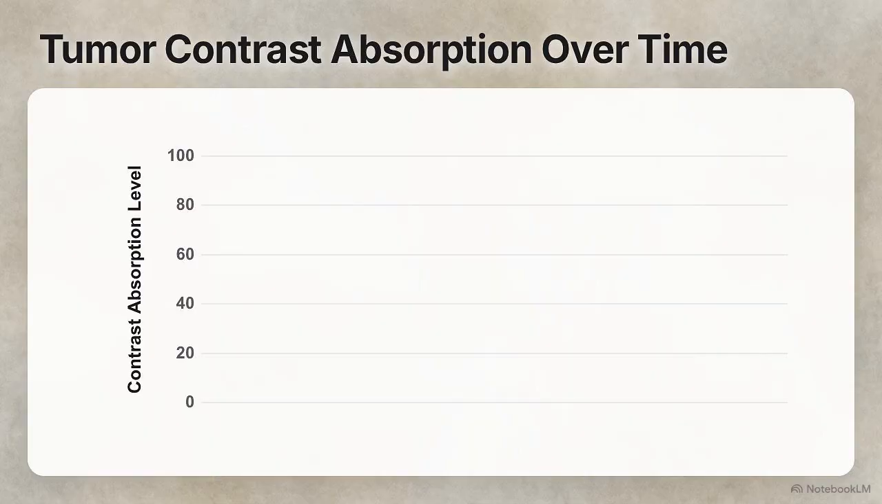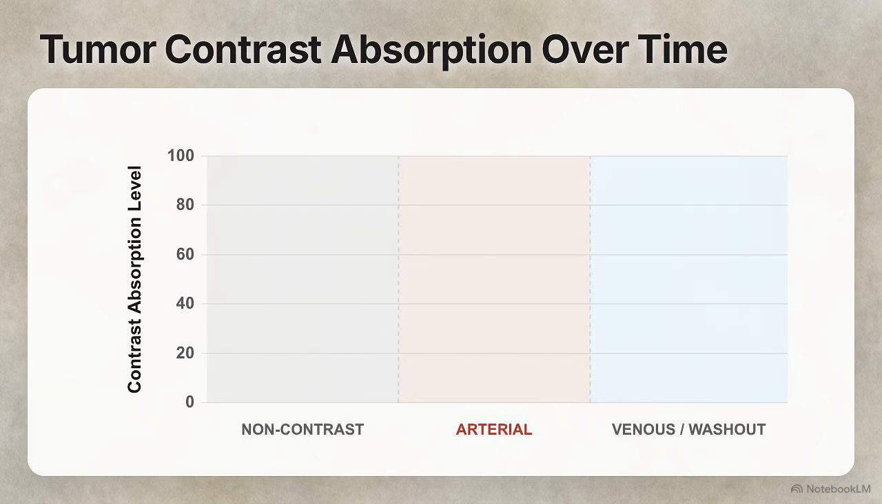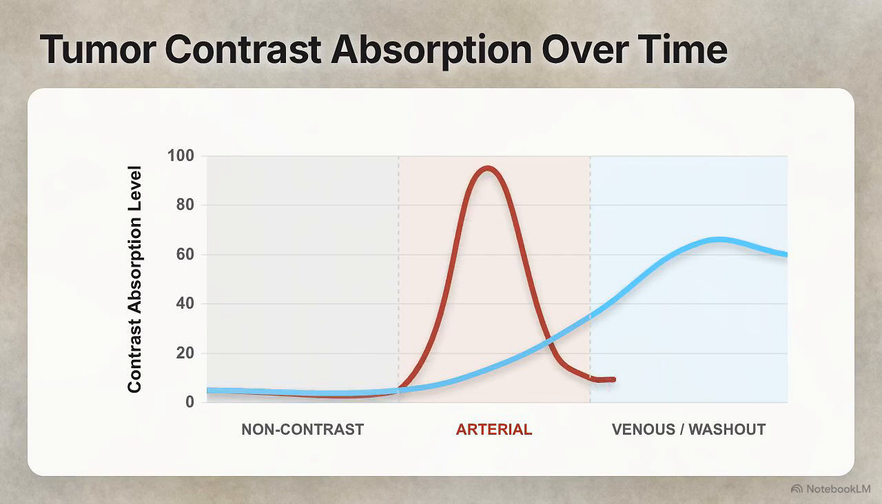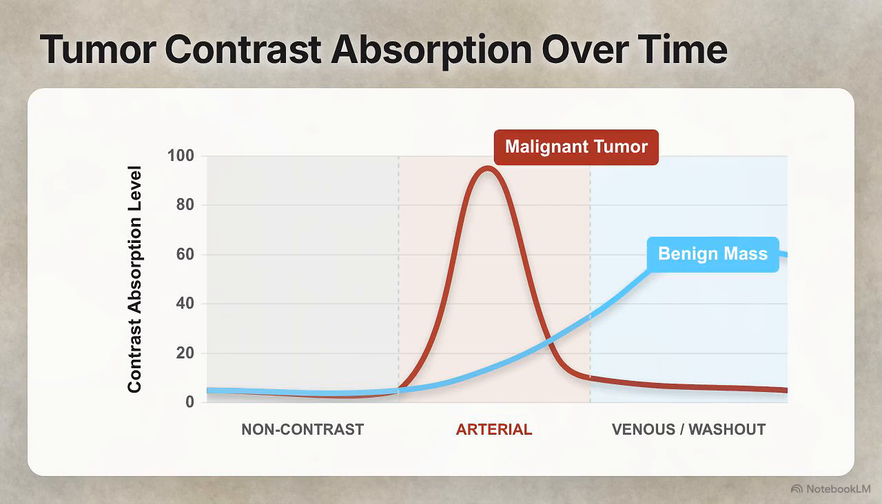This chart tracks the flow of a contrast agent over time across 3 distinct chronological phases: non-contrast, arterial, and venous or washout. By plotting contrast absorption over these phases, we can map how a tumor feeds. A benign mass might absorb contrast slowly and peak in the venous phase, while a malignant tumor typically displays a sharp spike in the arterial phase, followed by a rapid drop-off.